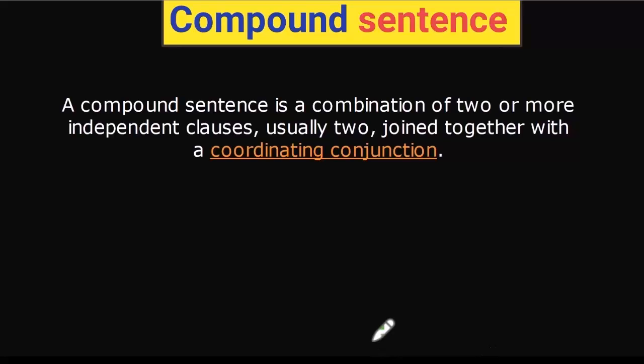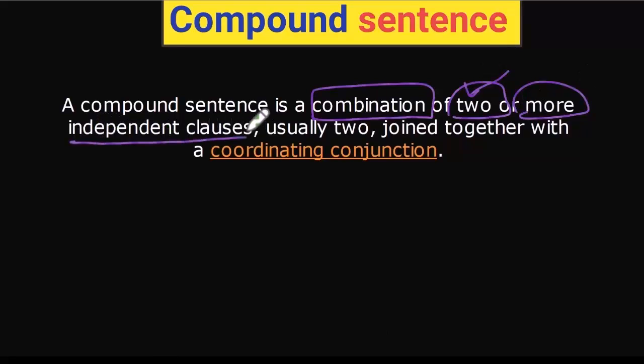Very simple. A compound sentence is a combination of two or more, generally two. It's generally a combination of two independent clauses, complete sentences. These are complete sentences on their own, right? So it's a combination of two independent clauses joined together with a coordinating conjunction. So when you add two independent clauses, two complete sentences, together with a coordinating conjunction, you form a compound sentence. That is how a compound sentence is formed in English.